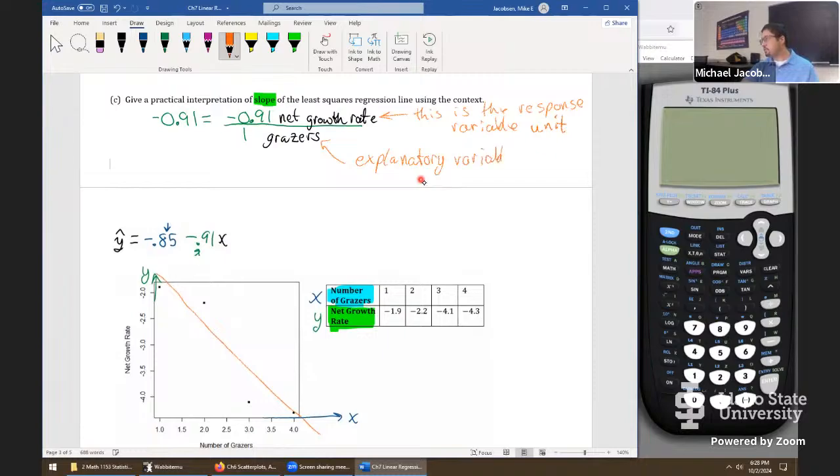Variable unit. So let's think about this a little bit more. The slope is negative 0.91. We divide it by 1. Here's another way to visualize it.